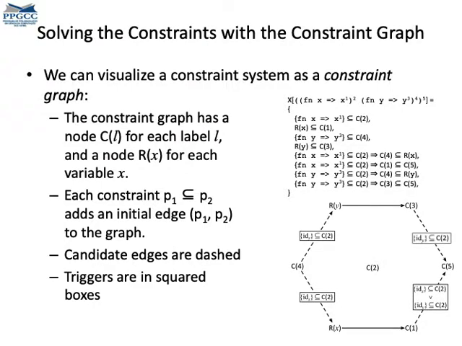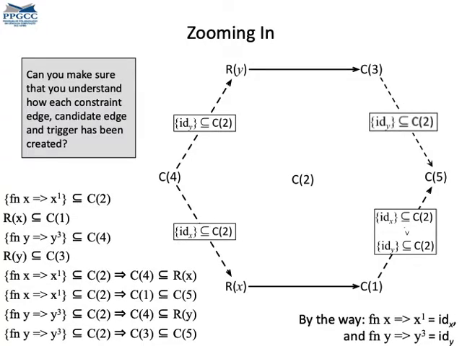So here's the graph for our example system. We have 6 vertices, 4 representing labels and 2 representing variables. Let me enlarge the image so that you can better see the graph. Maybe you could stop the video and try to figure out why we have such and such edges and what are the candidate edges.